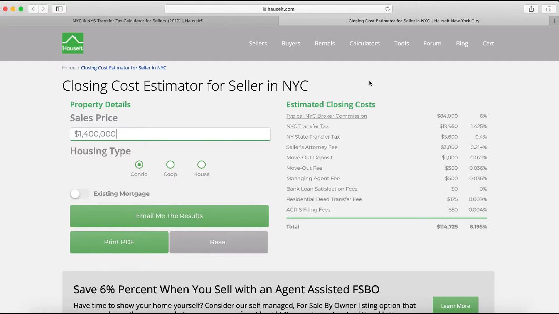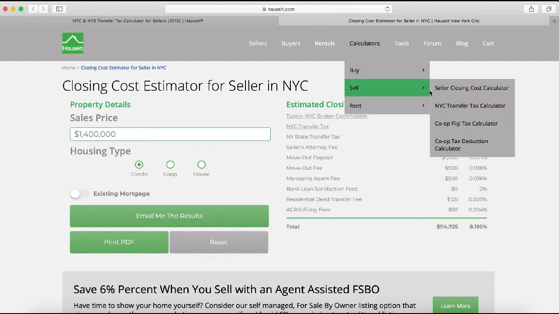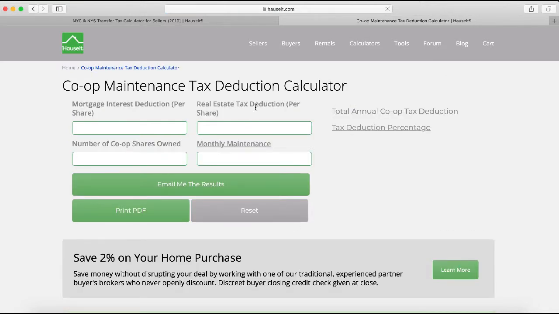Final reminder, a couple other calculators here if you are selling. If you want to figure out your co-op's flip tax, you can use that calculator to calculate your bill. There's also a co-op tax deduction calculator. Oftentimes your listing agent will ask you what the tax deduction percentage is for your listing. So by way of example, you can actually go to that calculator and, using the information provided by your managing agent, the real estate tax deduction per share and the mortgage interest deduction per share, you can calculate the tax deduction percentage for your listing.